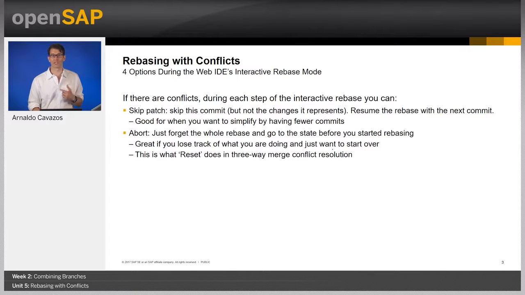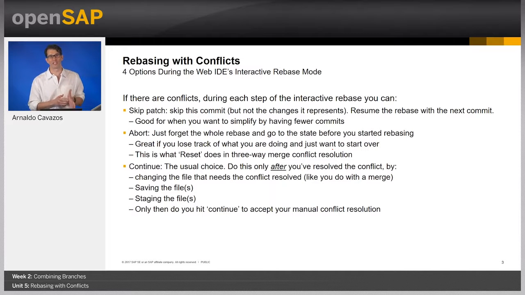The next option is abort. Abort says give up on the rebase and put things back where they were before. If you lose track of what you're doing in the middle of a long manual rebase, this is a nice fail-safe. Notice that this is basically the same thing that reset does in a three-way merge.